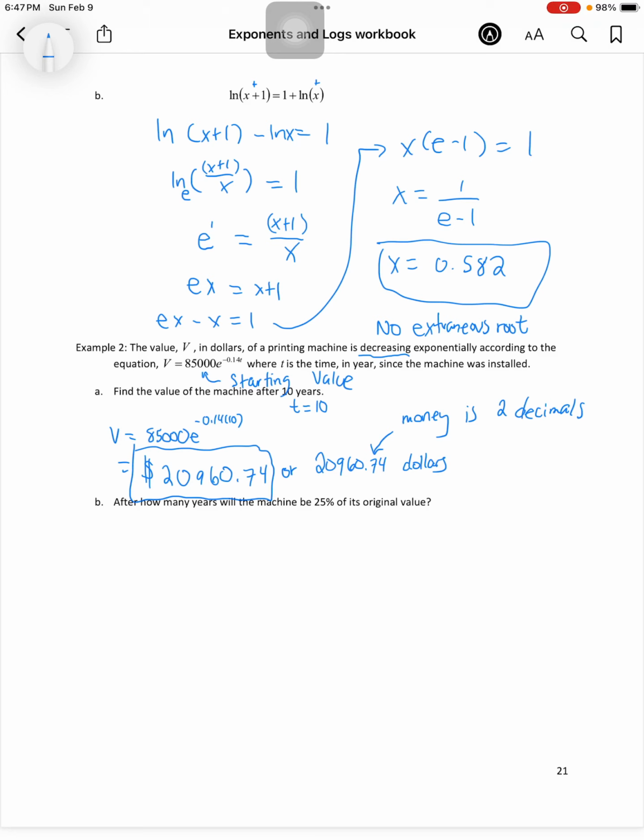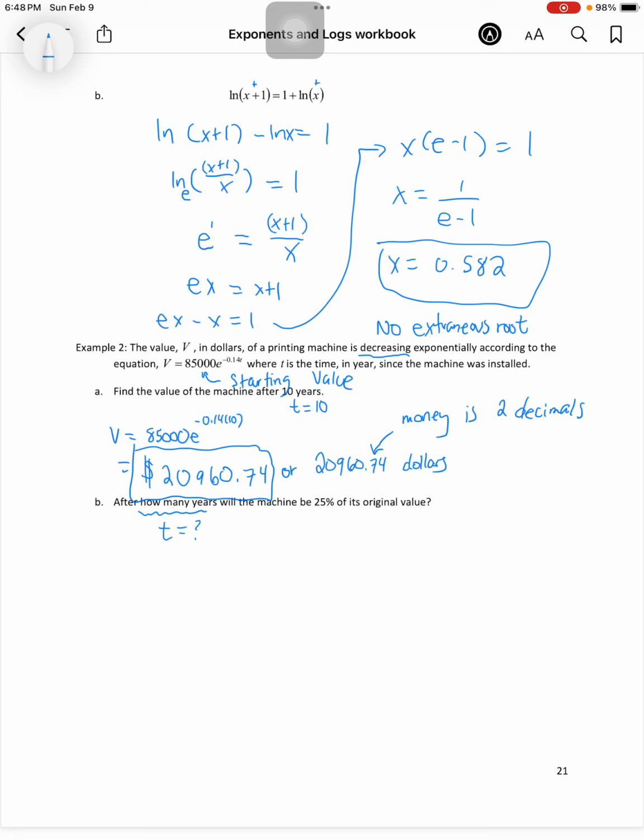So letter B, after how many years will the machine be 25% of its original value? So what are you looking for? Are we looking for V or are we looking for T? So here it says how many years. That means we're looking for T. But you might ask, Caitlin, but what is the value of V then? We can't be looking for both of them. Well, you have to just do slight calculations for it.